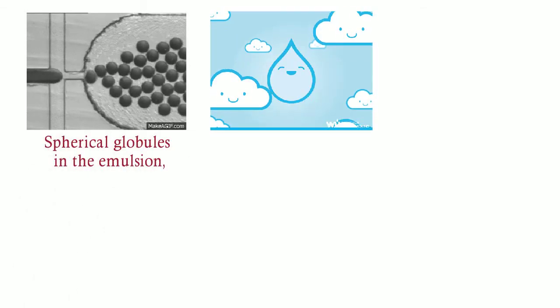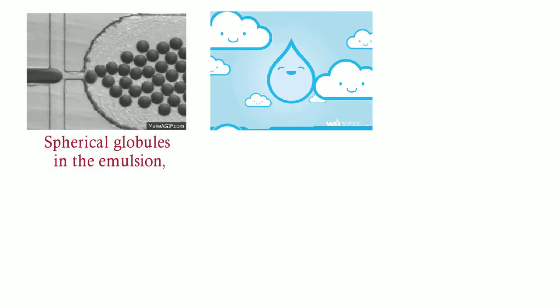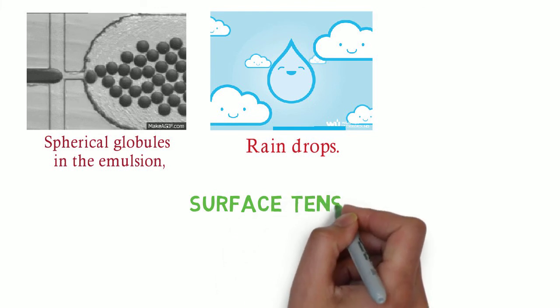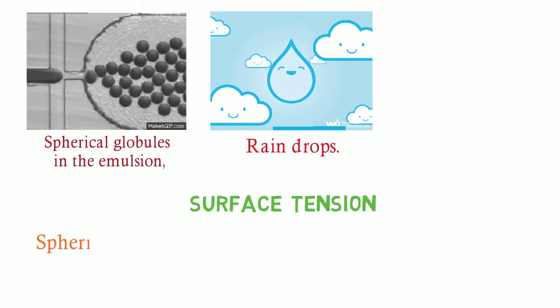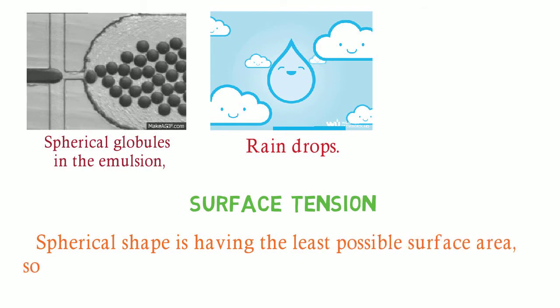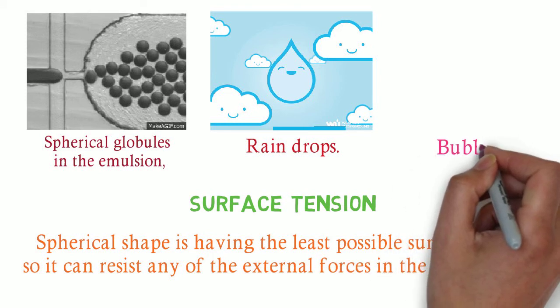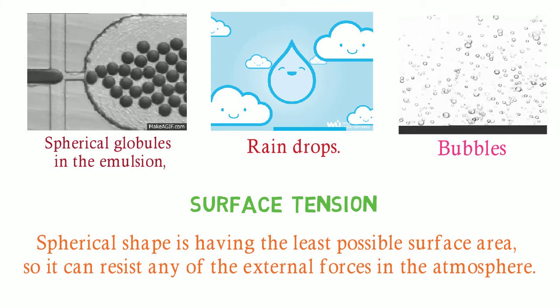The surface tension is responsible for formation of spherical globules in the emulsion, and the spherical shape of a falling water drop. Have you ever thought of why raindrops are spherical in shape? It is due to surface tension. Because the spherical shape has the least possible surface area, so it can resist any of the external forces in the atmosphere. This is the reason why bubbles are also spherical in shape.